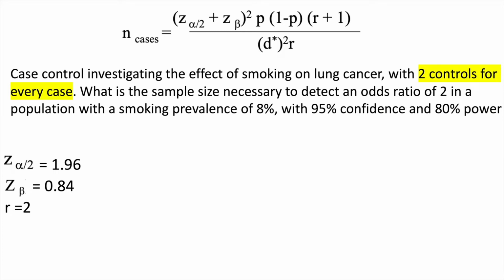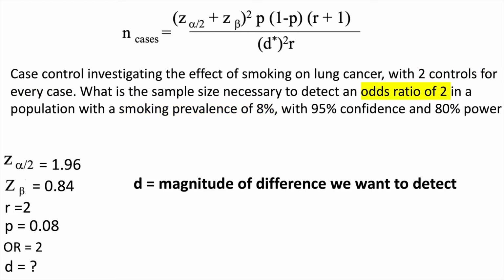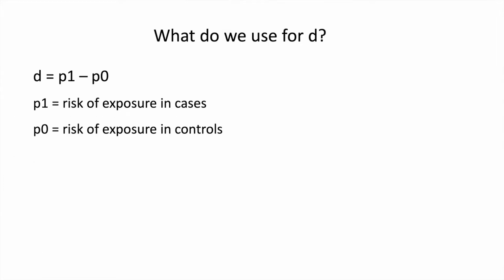We know the ratio of controls to cases. That's something that we usually choose. The prevalence of the exposure is 8%. We don't have an obvious value for D here, but we do know that D is the magnitude of difference we want to detect, and it's a difference in proportions. We have an odds ratio here, which is a relative value rather than an absolute value, as in a difference. And I'll show you what I mean by that.